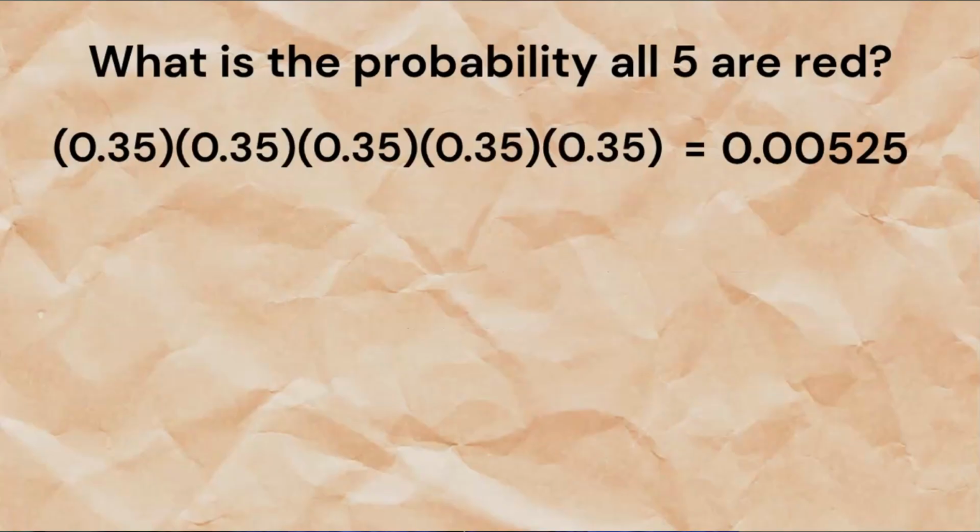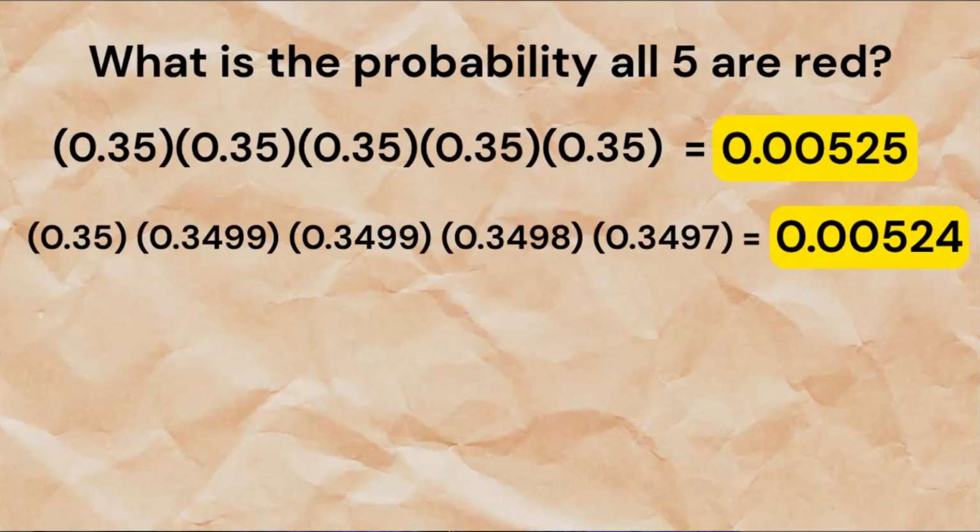Now, what about if we sample with replacement? Well, once again, that means it'd be 35% for the first, second, third, fourth, and fifth marble. That gives us 0.00525. Now, if we compare the two answers, the one where we don't replace versus the one where we do replace, notice that the difference between those probabilities is negligible. It's very, very minute. It's all the way to that fifth decimal place where we see a small change, but it might as well be the same.